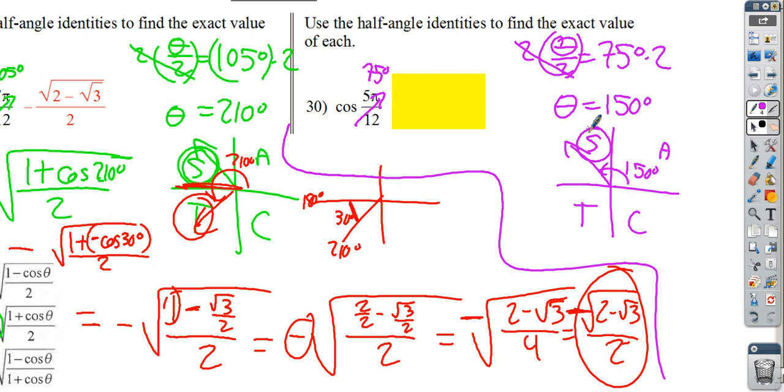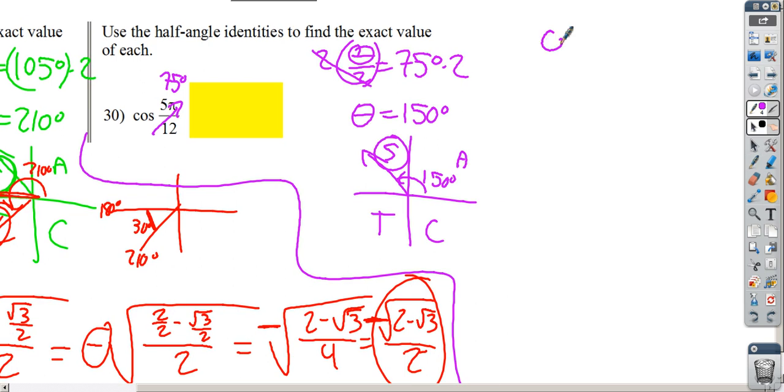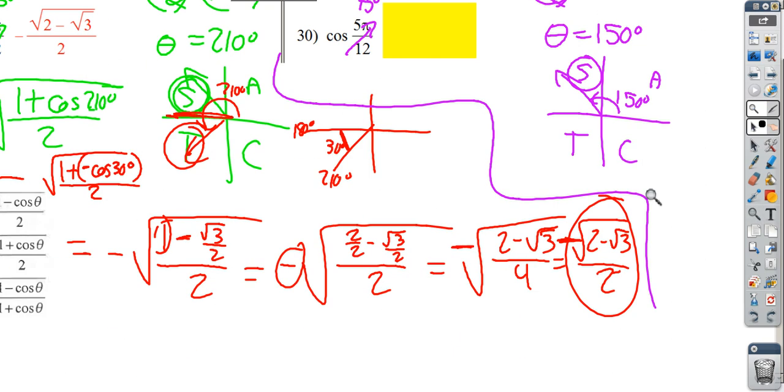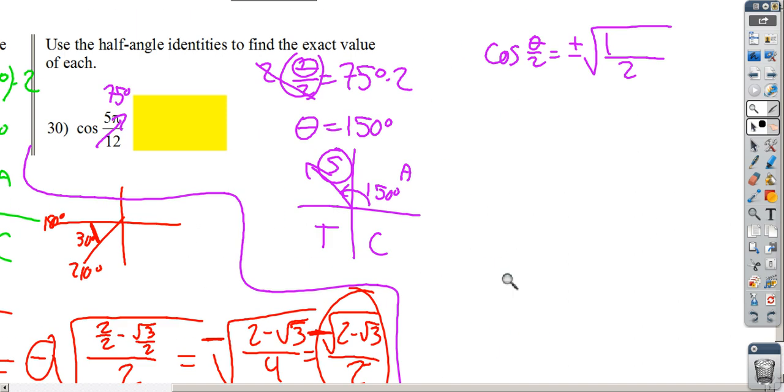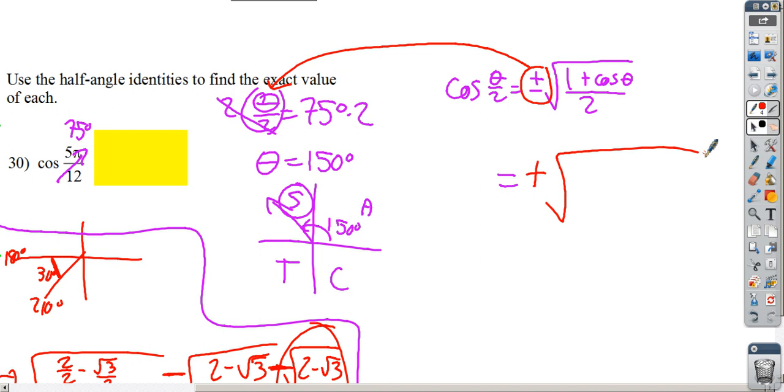So here's how we decide. First of all, theta over 2 is in the first quadrant. 75 is in the first quadrant. So if we look at our formula again, here's our formula for cosine of theta over 2. It's plus or minus this whole thing. And I always forget if it's plus cosine or minus cosine. It's plus. Okay, so now let's fill this in. First of all, how do we decide if it's plus or minus? This decision comes from where theta over 2 is. Theta over 2 is 75. That's the first quadrant. Cosine is positive in the first quadrant, so that is why it's positive.